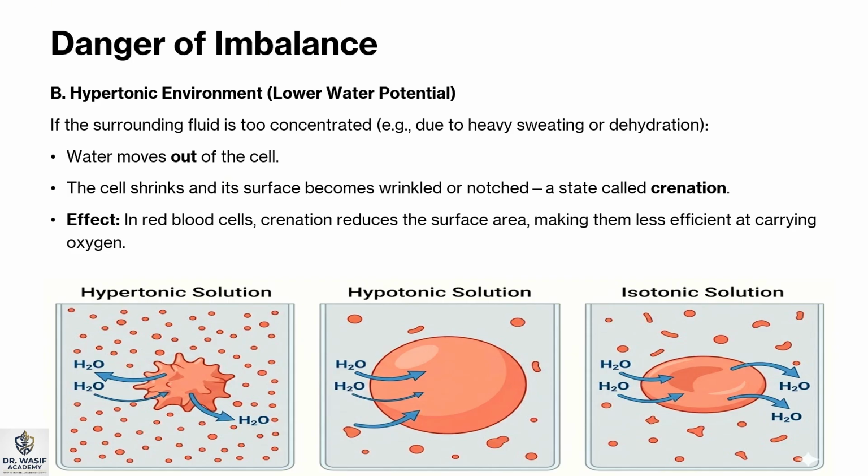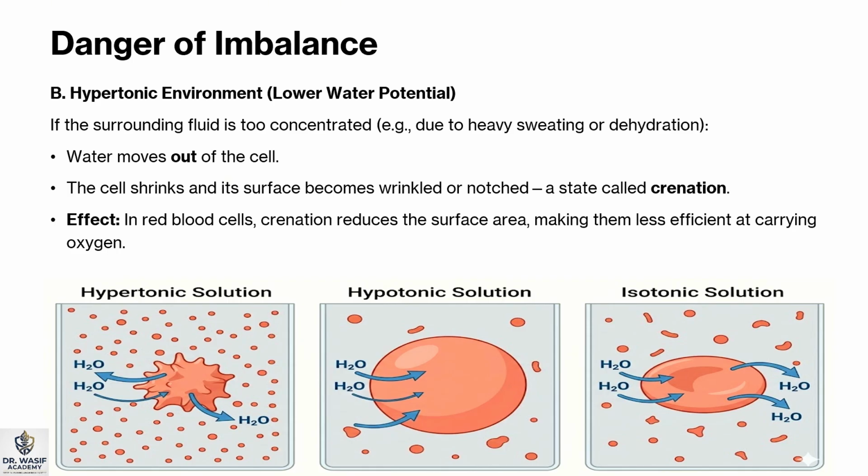In a hypertonic environment, the water potential outside the cell is lower than the cytoplasm inside, because water always moves from high to low water concentration, it rushes out of the cell. So as the cell loses its internal volume, it begins to shrink. But it does not just get smaller, its surface becomes wrinkled, notched, and jagged. In biology, we call this state crenation.